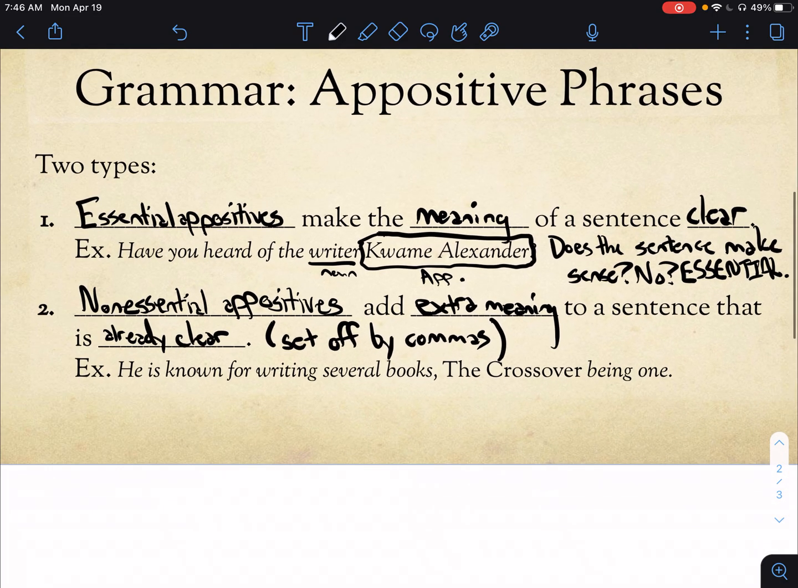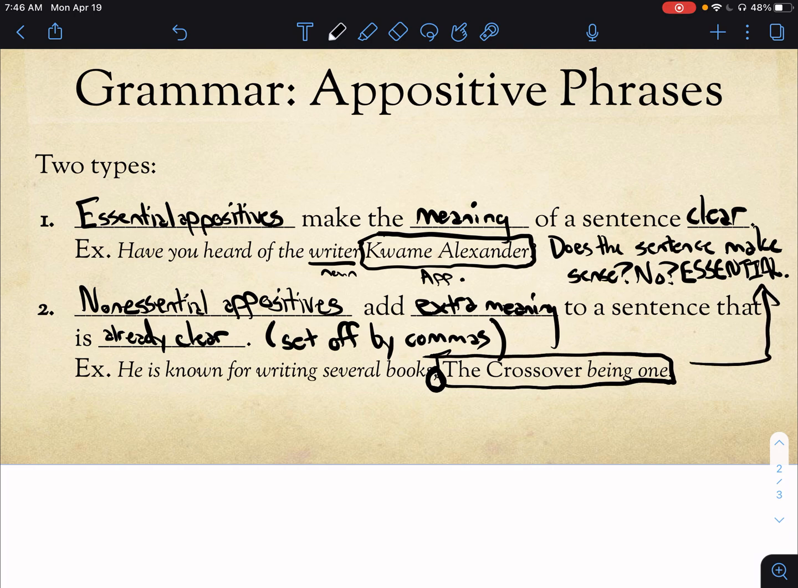So, he is known for writing several books, comma, the Crossover being one. So if this is our appositive, let's use the same equation that we said earlier. If we can take it out and it still makes sense, he is known for writing several books. Great. Awesome. So it's non-essential because it still makes sense.